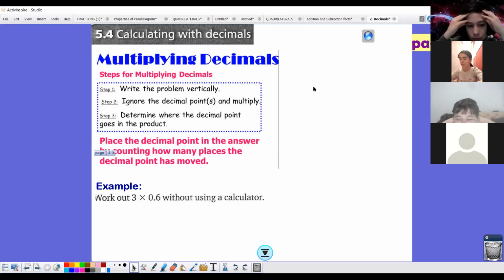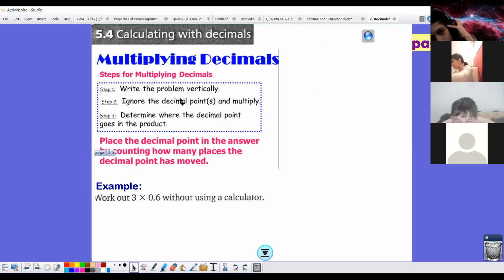Marigona, I will explain which one you need to write. Yasin, can you see the screen that I have shared? Yes, it's written there. Okay. And now, Marigona, you can write these parts: steps for multiplying decimals.